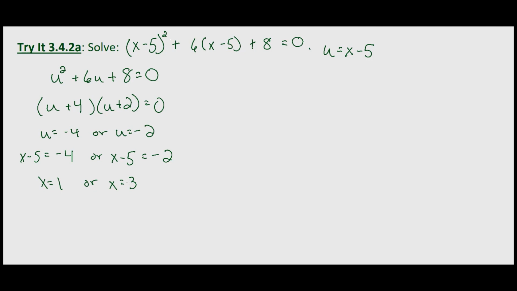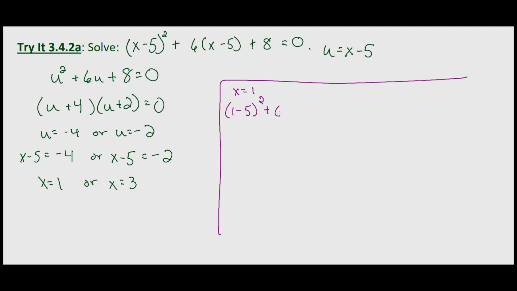As always, we can check our solutions by substituting into the original equation. So let's do that with first x equals 1. That's going to give us 1 minus 5 squared plus 6 times 1 minus 5 plus 8. And we want to know, does that equal 0? So 1 minus 5 is negative 4. Negative 4 squared is 16.